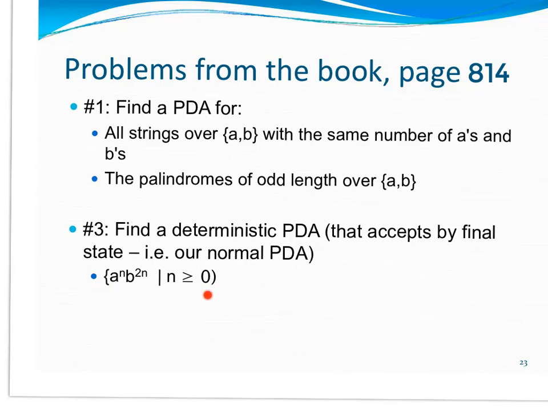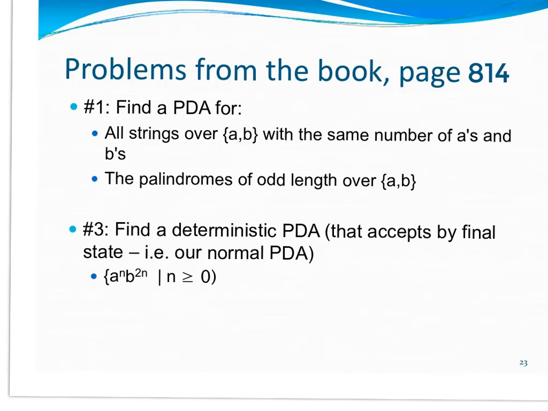For this language, a to the n, b to the 2n. Now, the tricky part here, you could do a to the n, b to the 2n, I hope. Well, maybe not at this point, but once you've seen it, it shouldn't be too bad. So what I'm going to do is do it two ways. First, I'm going to do a PDA, which would be kind of my gut reaction to how to make a PDA for this, the easiest way to make a PDA.